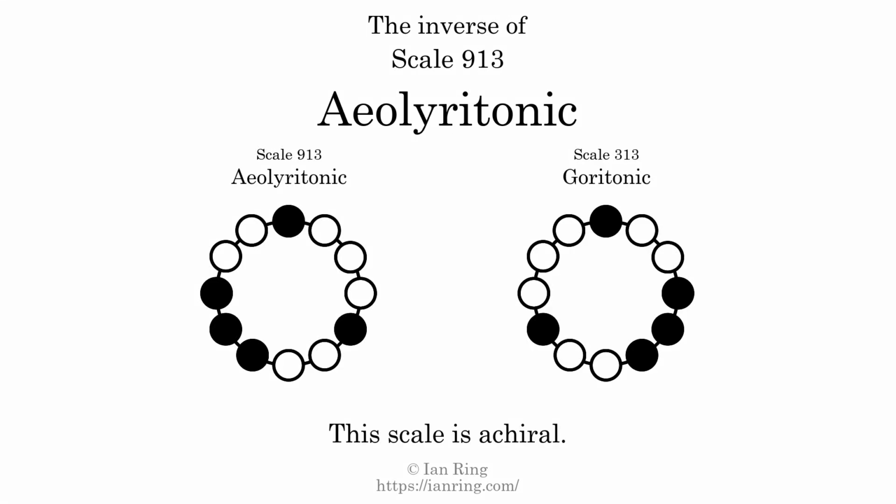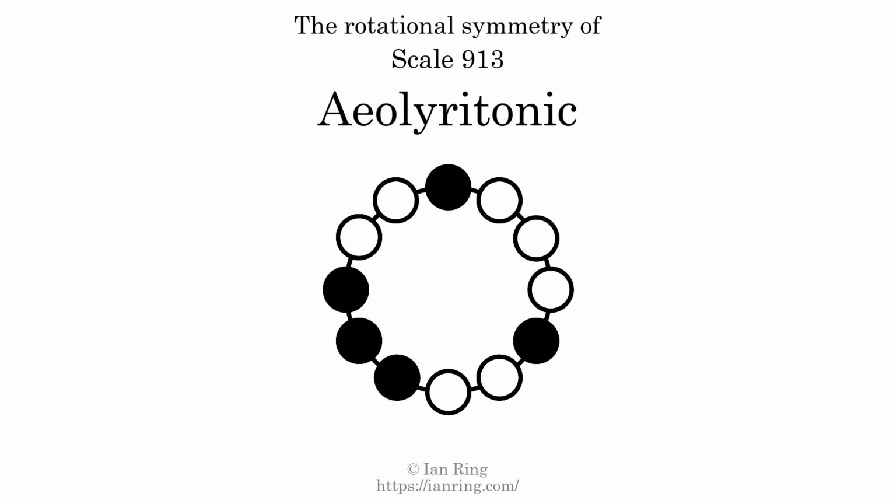The inverse of a scale is a mirror image. It is what you get when the sequence of intervals is reversed. The inverse of this scale is scale 313, also known as Aeolyritonic. This scale is achiral, since it can transform into its own reflection by a rotational transformation. This scale has no rotational symmetry.